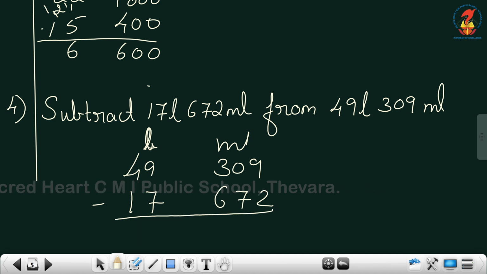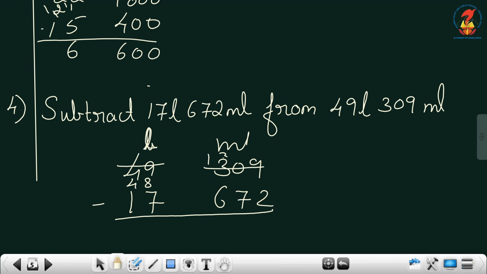Now here you are going to subtract this. This is 309, this is 672, which is not possible. So what we have to do in that case, children? Borrow from here. So when I borrow from here, this becomes 48. 1 liter is 1000 milliliter. That 1000 I added to this, I will get 1309. Now I can subtract.